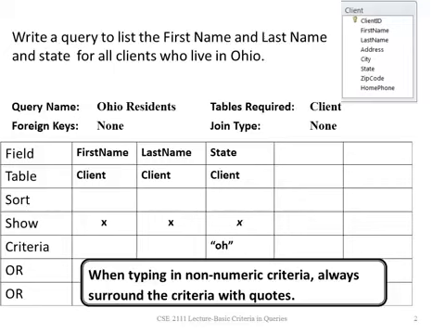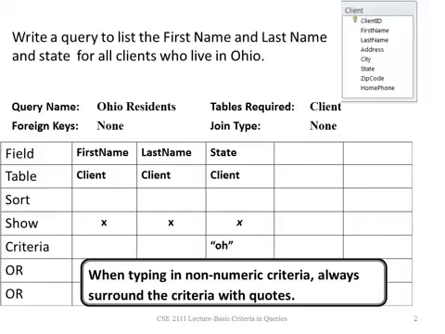Notice the query name is Ohio Residents. You could name it anything you want. We only require one table, and that is client. Because this query only requires one table, the foreign key and the join type will be none. We will discuss both of these in a later lecture.